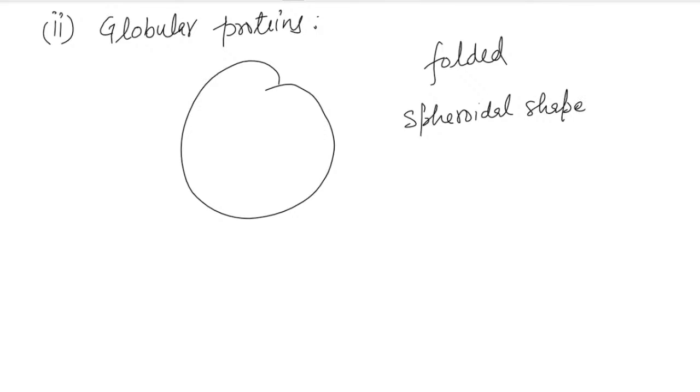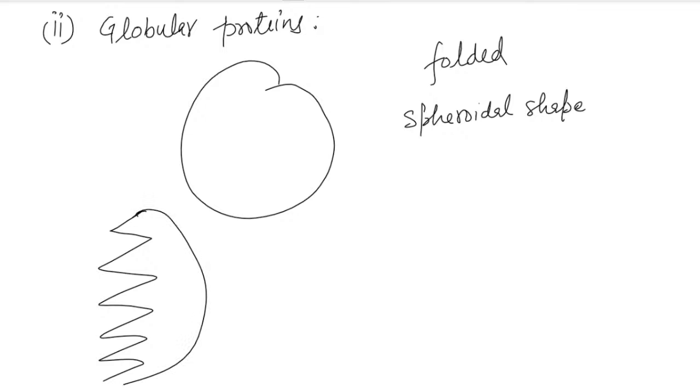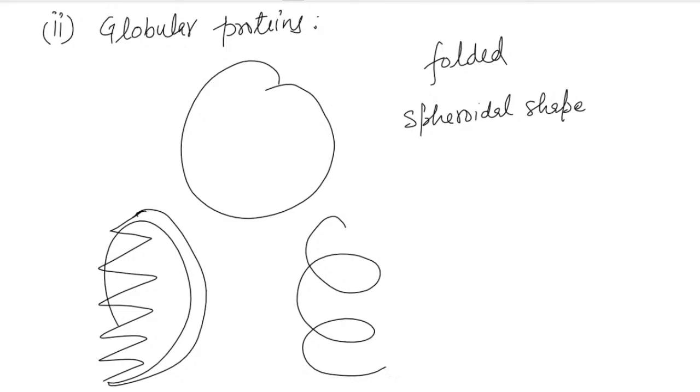Its shape becomes spherical. The polypeptide chain in these molecules is folded around itself. In fibrous proteins it is like thread, a straight chain. Now in globular proteins, they are folded. So because of this folded structure, the entire protein molecule has an almost spherical shape.